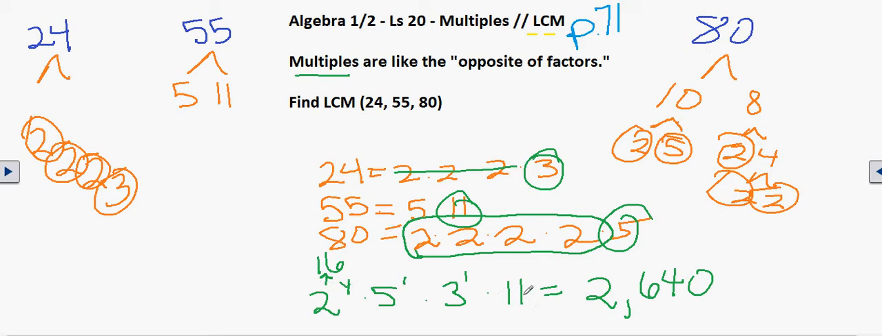This you can do in your calculator, and the final answer for multiples should always be much bigger than all three. Whereas in GCF, we were looking for a number that goes into all of them, and it's the biggest of all those. So it's the complete opposite. Forget everything you knew about GCF in this lesson.